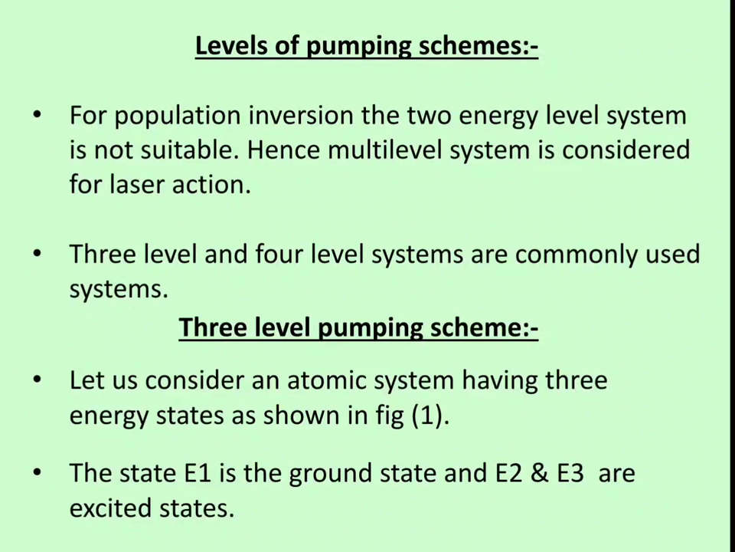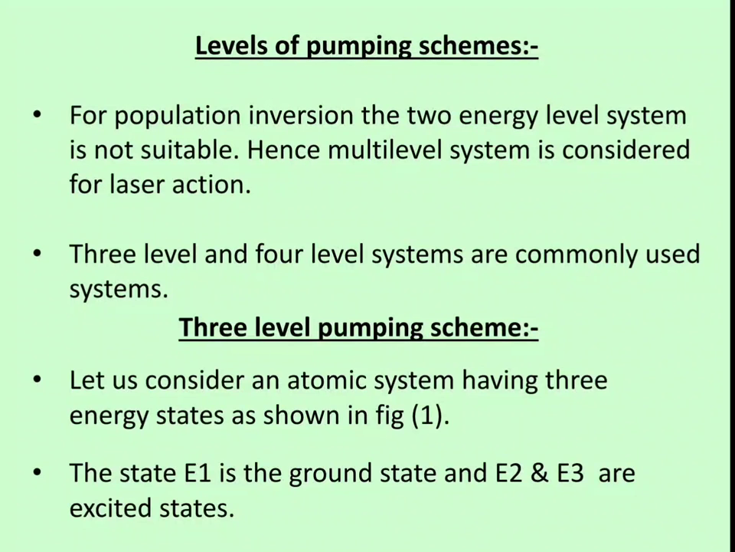In the 3-level pumping scheme, there are 3 energy levels, E1, E2 and E3. Here E3 is the excited state, and E1 is the ground state. E2 acts as a metastable state. But still, in the 3-level pumping scheme, there are some drawbacks. Generally, this 3-level pumping scheme is commonly used in solid type lasers.